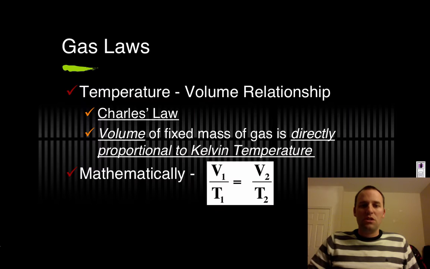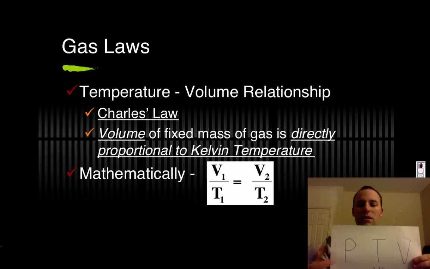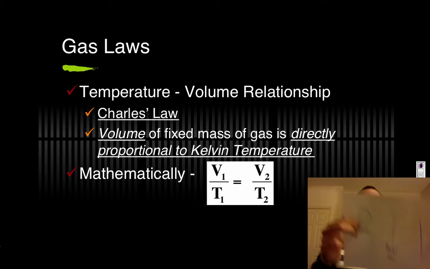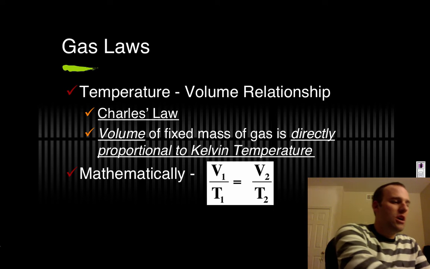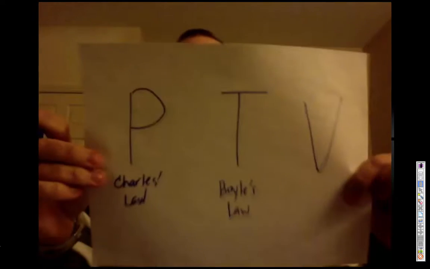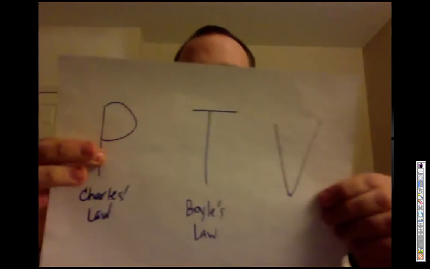The next one is known as Charles's Law, and that's the temperature-volume relationship. So volume of a fixed mass of gas is directly proportional to Kelvin temperature. So that means that in this case, we are holding the pressure constant, because if the mass is fixed, then the pressure isn't going to change. Okay, so underneath P, I want you to write Charles's Law. Okay, like this. So far it should look like this. P is Charles's Law.